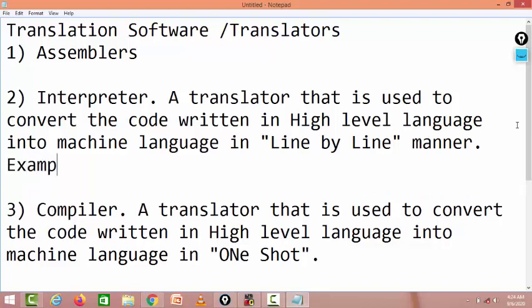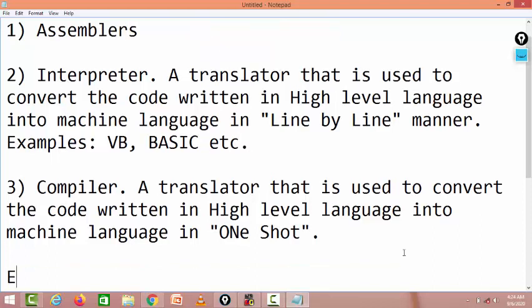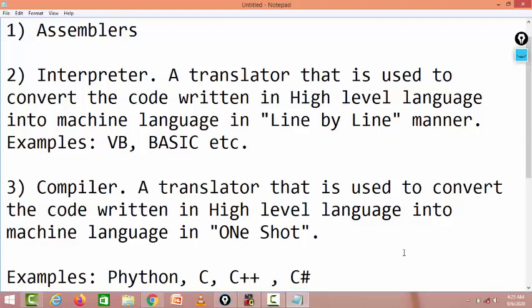Moving towards the examples, it is used in the Visual Basic language, Beginner's All-purpose Symbolic Instruction Code language, etc. These languages basically use an interpreter, while if we move towards the compiler, there are many languages like Python, like the language that we will discuss, C, C++, C#, etc. So lots of languages.